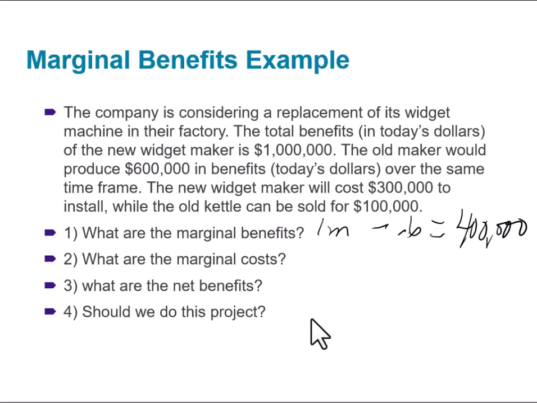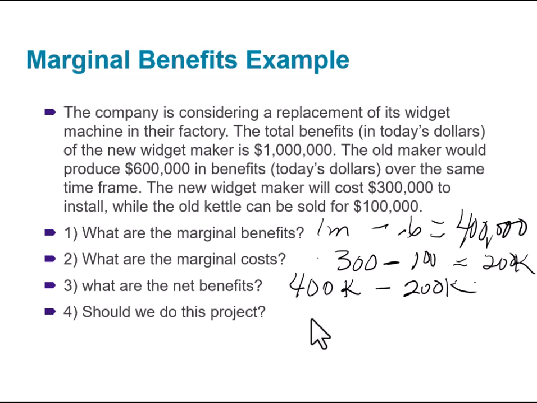Well, the new widget maker is going to cost $300,000 to install, while the old kettle can be sold for $100,000. So it's going to cost us $300,000, but we're going to receive $100,000. So the marginal cost is $200,000. So what are the net benefits? $400,000 is the benefit minus the $200,000 cost. So this should have a total net benefit to the company of $200,000. So we should do this project because the benefits exceed the costs.